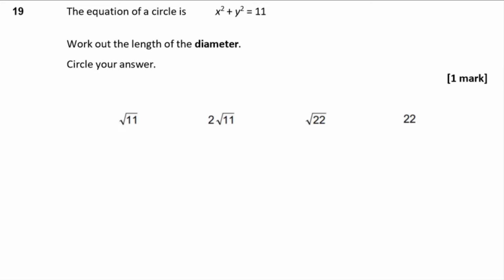Question 19. The equation of a circle is x squared plus y squared equals 11. Work out the length of the diameter. Right, well the equation of a circle is always of the form x squared plus y squared equals r squared. Okay, so comparing this, we can see that r squared is equal to 11, isn't it? So then r is going to be the root of 11. I do see the root of 11 there. But that's the radius.